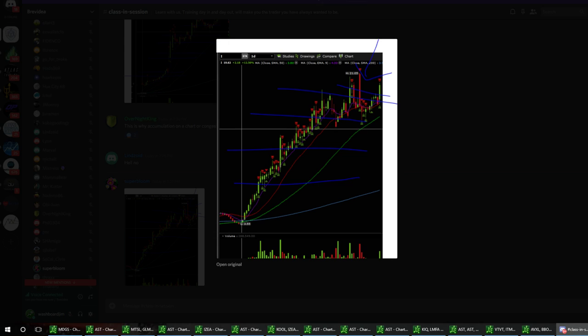With the tape, with the charts, right? So look at that picture. We know that there's a big catalyst behind this. They want the licensing for 5G for the United States. That's a multi-billion dollar deal, right? So the institutions keep buying this up, and then it crashes.